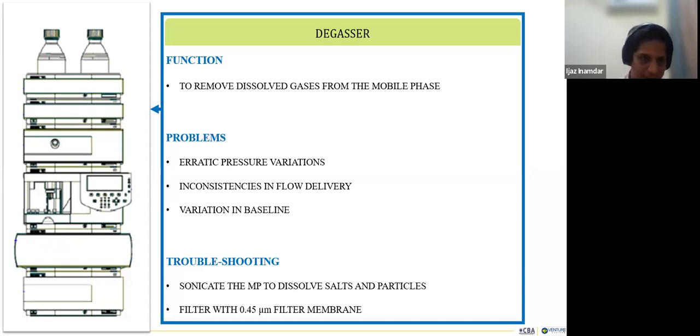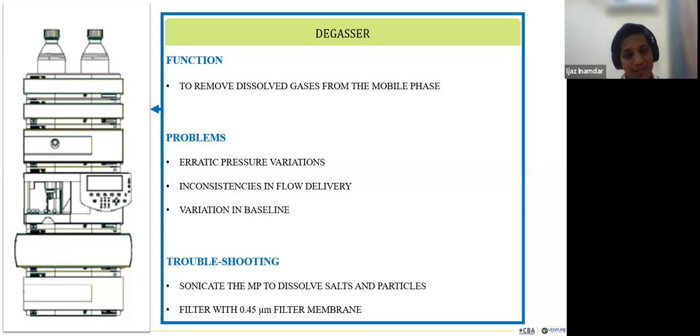It is like a heart. What the heart is to the body, the HPLC pump is to the chromatography. Its main core function is to pump the mobile phase throughout the system. So if we have dissolved gases, it might create a pressure. It might create some problem with the pumping part. So that is why a degasser is used.